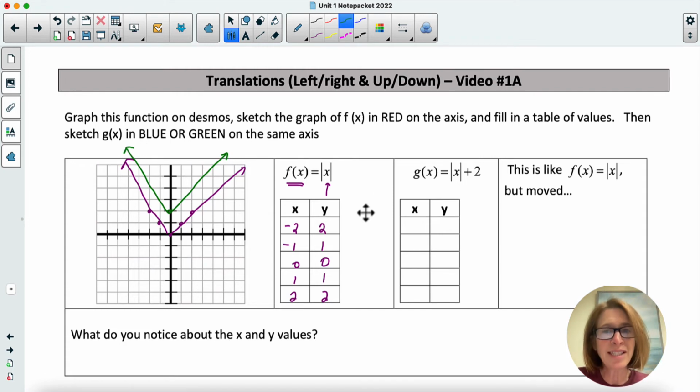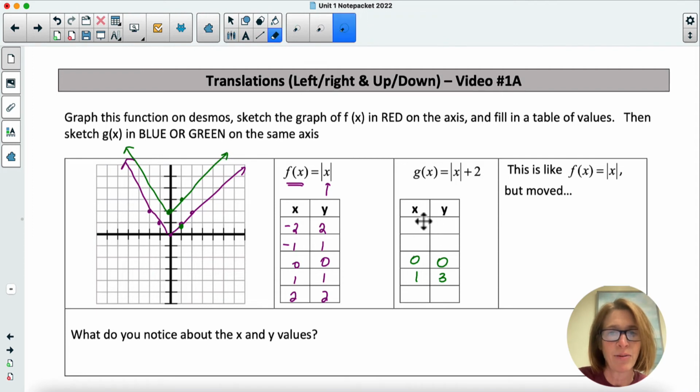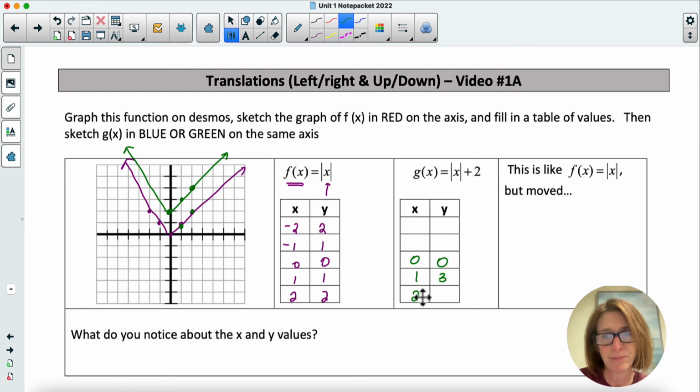Okay, all right, so let's think about what values changed. (0, 0) remained the same. What happened at the x of 1? At x of 1, I now have a y of 3. Let me put it here. All right. At an x of 2, I now have a y of 4. And if I go to the other side, I'm going to see that same thing. You can see clearly that each of the points were shifted, each of the y values were shifted up 2.